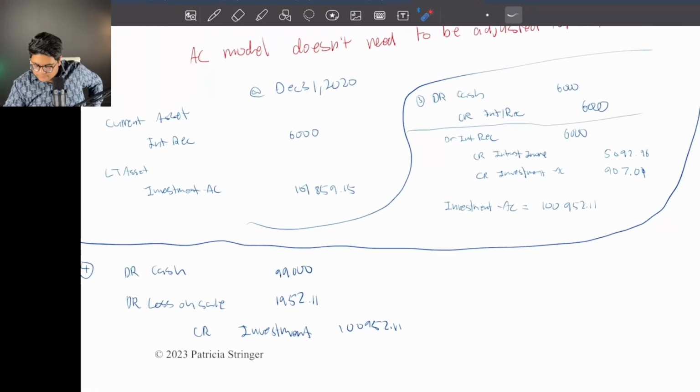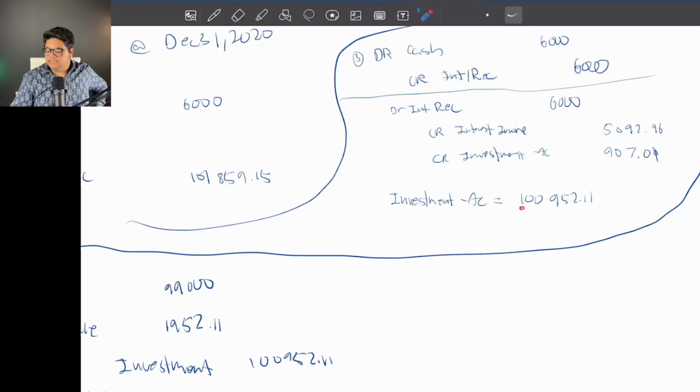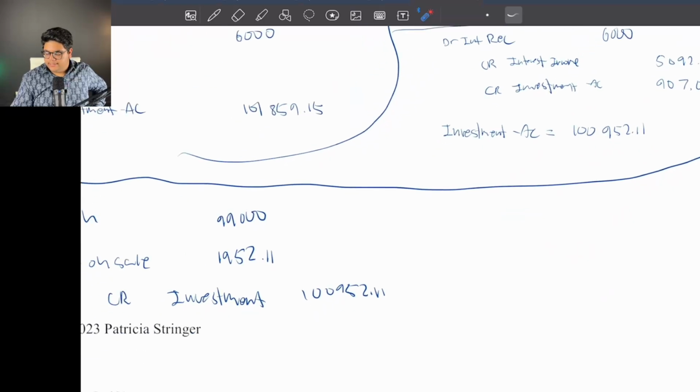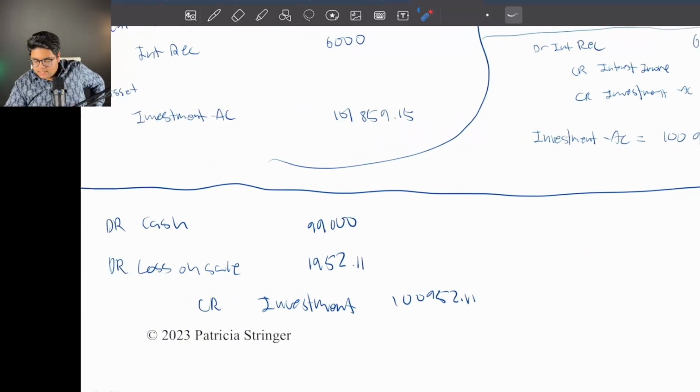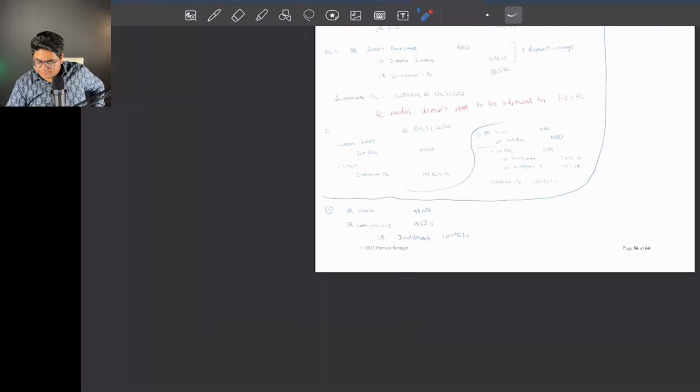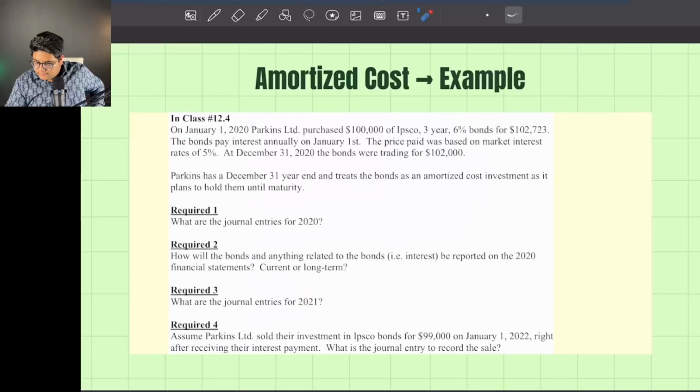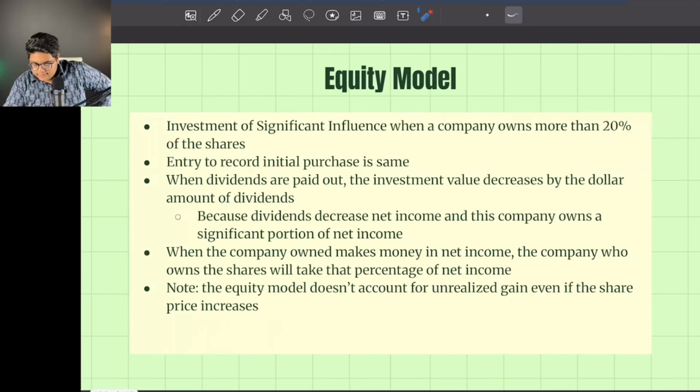So investment was previously worth $100,952. It's down to 0. So we credit it, right? We credit by the same amount, and now we have a difference of $1,952.11. This is going to be our loss on sale now. Cool, so there's the amortized cost example. If you want a less rushed presentation, then I would recommend watching the in-class recording. But let's go on to the equity model.